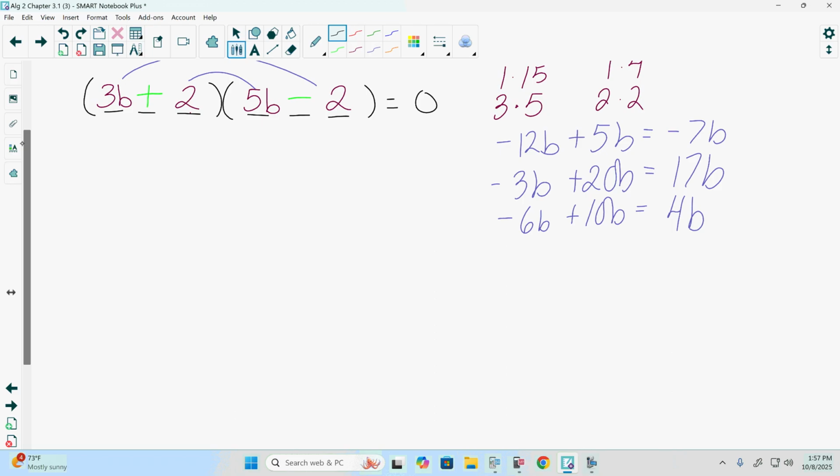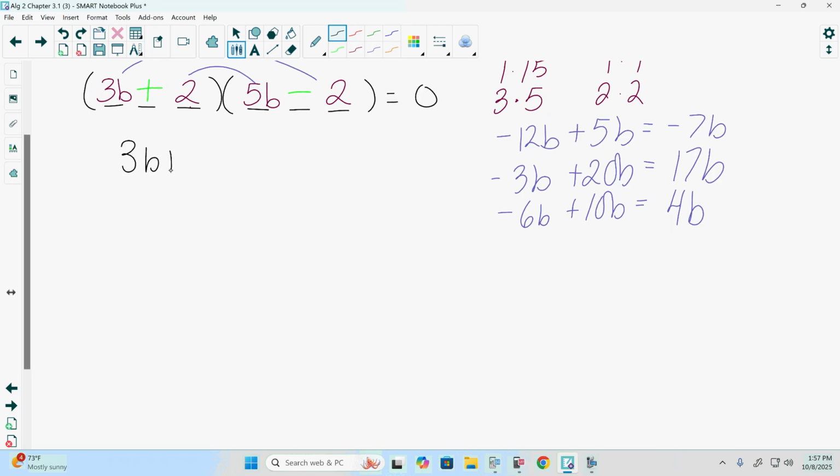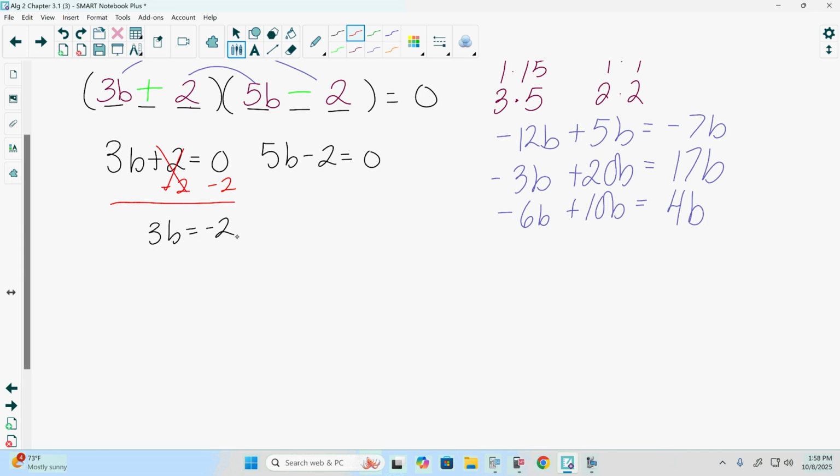But since we're trying to solve, we now need to set both of these equations equal to 0. Because according to the zero product property, if two or more things are multiplied together that equals 0, one of them must be 0. So for 3b plus 2, the first thing we would do is subtract 2 from both sides, telling us 3b is equal to -2. At this point here, we would divide both sides by 3, telling us b is equal to -2 thirds.